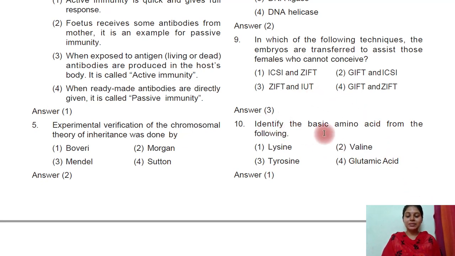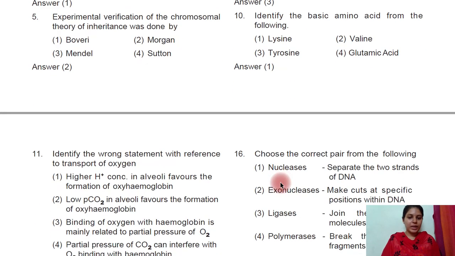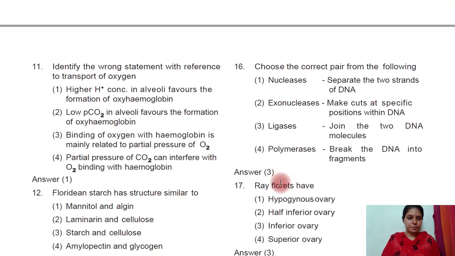Next is: identify the basic amino acids from the following. We have 3 basic amino acids: arginine, lysine and histidine. Look at the options, only lysine is given. So the correct answer is option number 1. Now next we'll move on to question number 11.